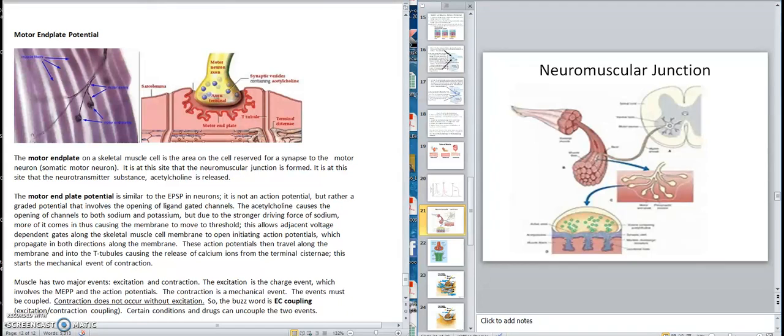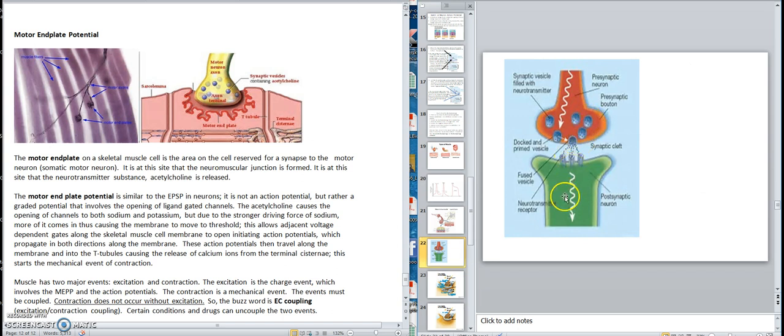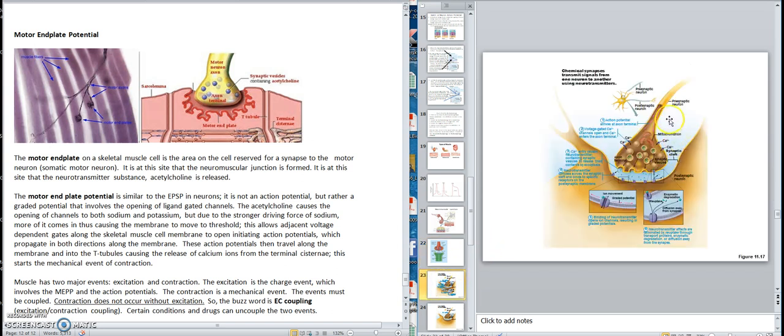Okay, class, we're at the very end of the document, and the last thing we're talking about is the motor endplate potential. Let's go back. Here is skeletal muscle. Each of these is a muscle cell. Here's a neuron coming out and synapsing on the skeletal muscle cell, forming a neuromuscular junction. So we have a presynaptic and postsynaptic side. Here is that neuromuscular junction. Let's start with this.